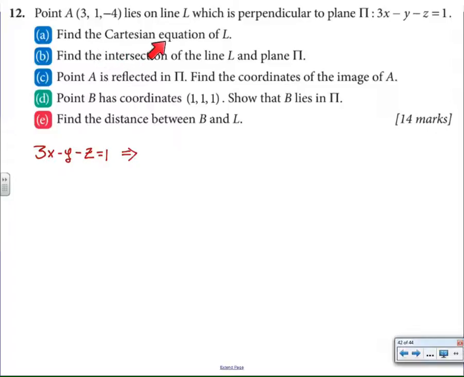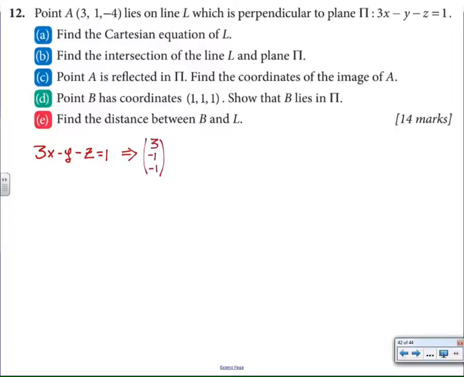Now it says Cartesian. Now remember, Cartesian equations are equations that will have the x, y, z as the variables. Now, there's a step in between getting this information and finding the Cartesian equation, and that's the vector equation. So that should be the most straightforward piece.